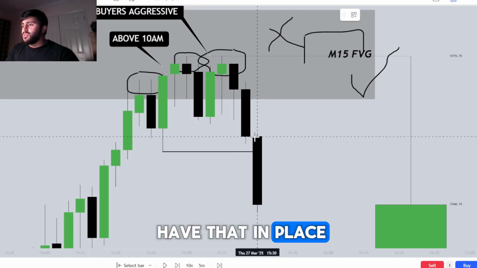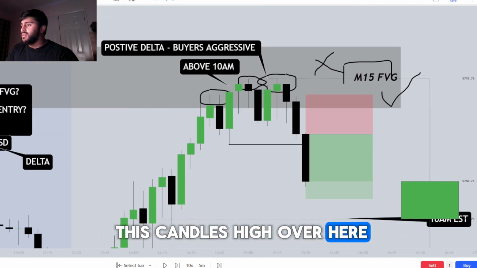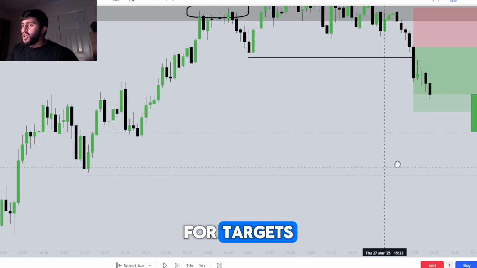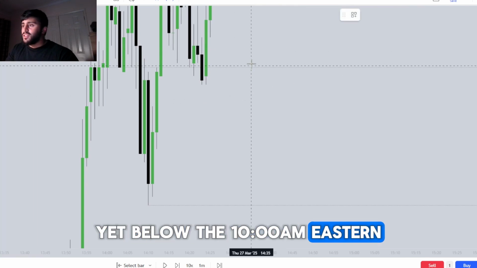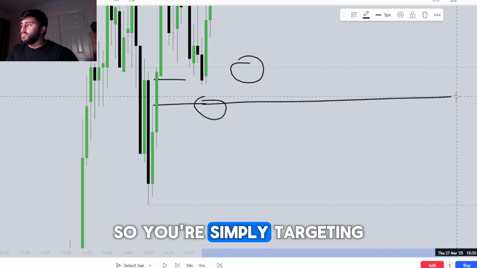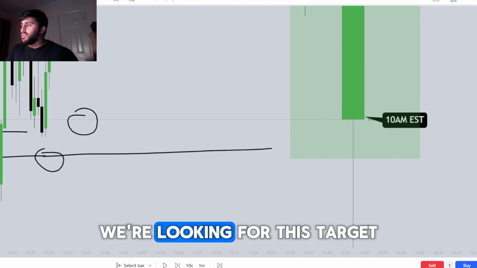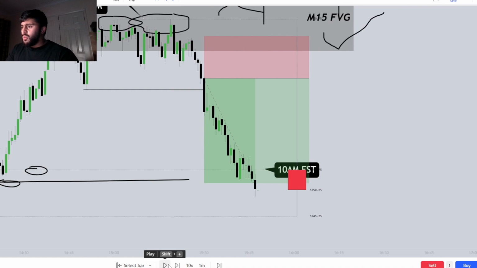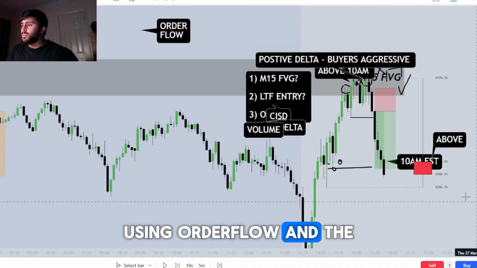So now that you have that in place, you can take an entry just over here, with a stop loss just above this candle's high over here. If we go down to the 1 minute time frame for targets, you're simply looking to target the first fair value gap below the 10 a.m. Eastern. So this is the 10 a.m. Eastern, and this is the first fair value gap below it. So you're simply targeting this area over here. If we continue to play price on, we're looking for this target, and this is a nice, I believe it was a 1 to 3 risk reward, 1 to 2.5 risk reward using order flow and the power of 3.